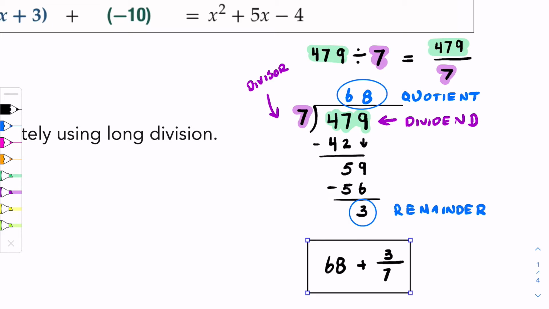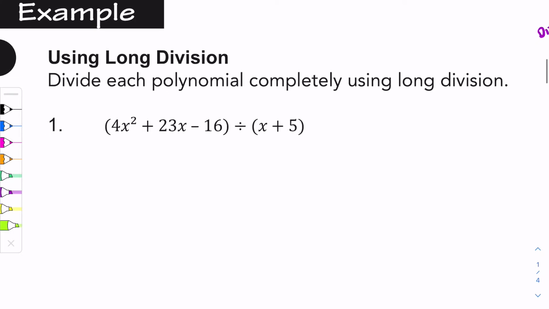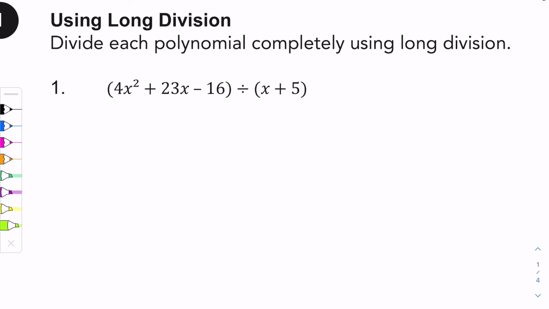Okay, so using this format, we need to go over a long division problem. We have 4x squared plus 23x minus 16 divided by x plus 5. So before you even start with long division, you have to make sure you have every term. And if you're missing a term, you need to add in a 0x term. So what I mean by that is you start in standard form. You have your exponent of 2. Next, you have to have your exponent of 1, and then an exponent of 0. If you're missing a term, you have to write in a placeholder. In this case, we are not.